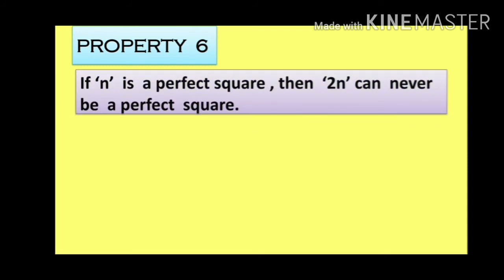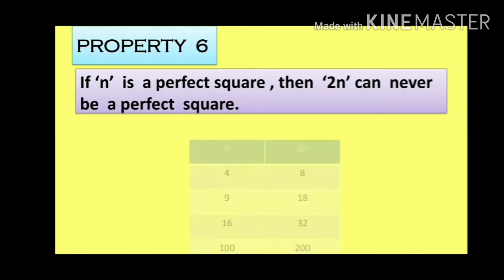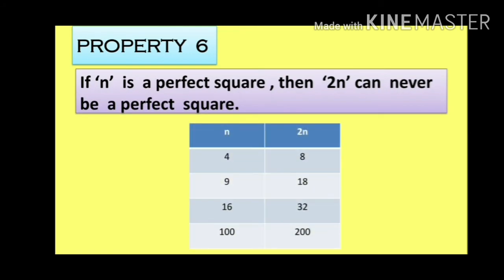Next, property 6. Now this says that if n is a perfect square, then 2n can never be a perfect square. 2n means the double of the number. So here we can take some perfect squares like 4, 9, 16, 100. Now here 4 is a perfect square. 4 is the square of 2. But if we double 4, 4 twos are 8. But 8 is not a perfect square.